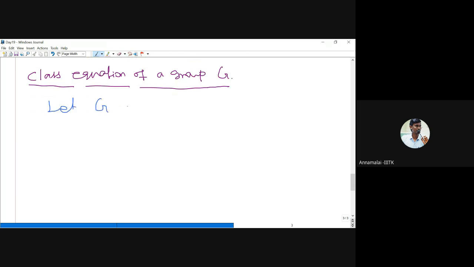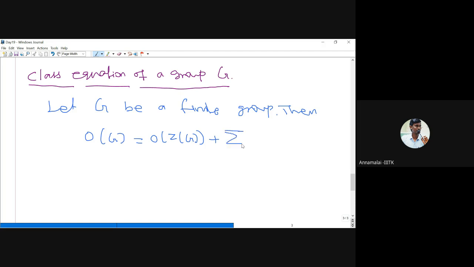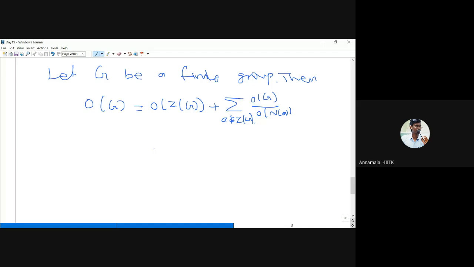Let G be a finite group. Then the order of the group can be written as the order of Z of G, that is the center of G, plus the summation of the order of G by the order of N of A, where A does not belong to Z of G. This is nothing but the summation of the order of CL of A, where A is any element in G.